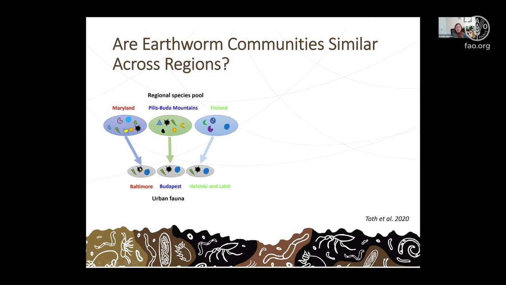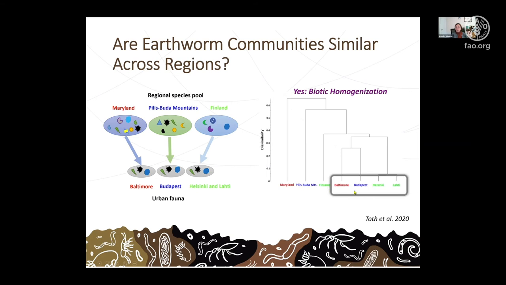So we're comparing local diversity, alpha diversity, to gamma diversity, but also we're comparing the different cities among each other. What we found in this case is that indeed there was a higher degree of similarity, regardless of which continent they were among the cities, than each city to their respective regional species pool. And this is a phenomenon often referred to as biotic homogenization.